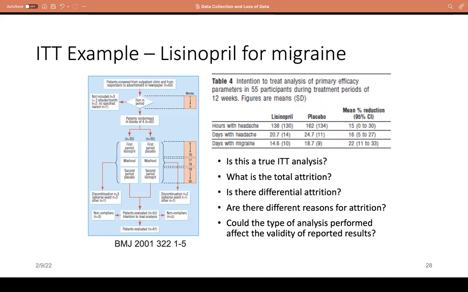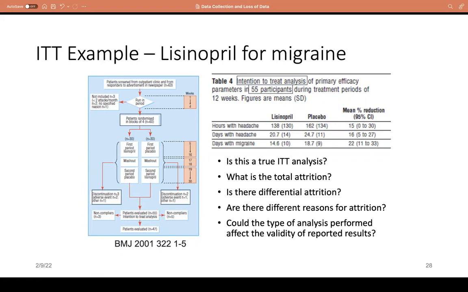This is from a trial on lisinopril for migraine headaches, and here they actually have this CONSORT figure, which is great and what you want. Note that they start with 60 people here, randomize 30 to each group, and then people complete the study, and they actually analyze 55 people, even though 60 were initially randomized. They explicitly say that they have an intention to treat analysis of 55 people, even though they randomized 60 people to the different interventions. So is this a true intention to treat analysis?